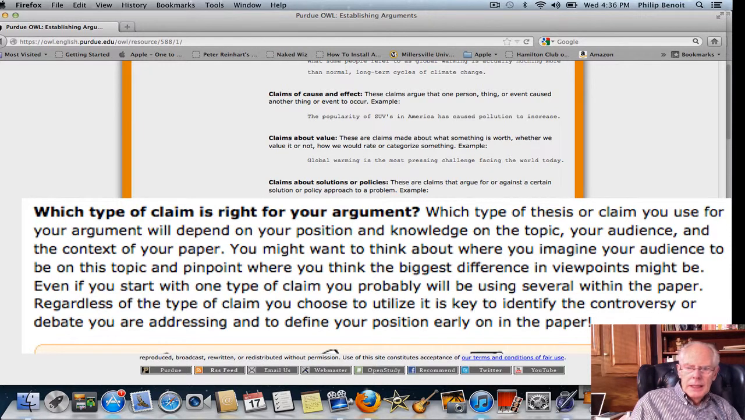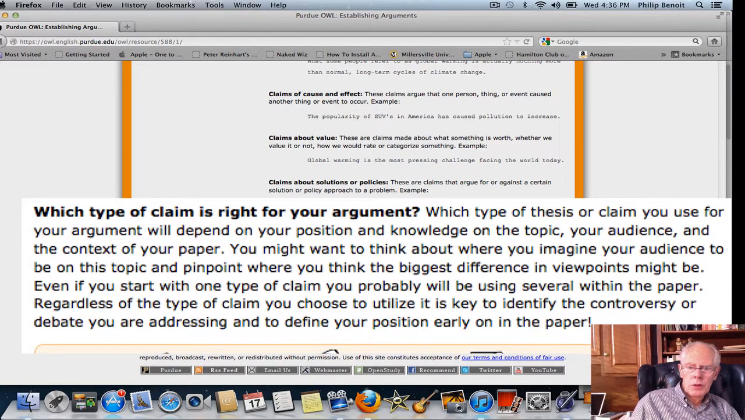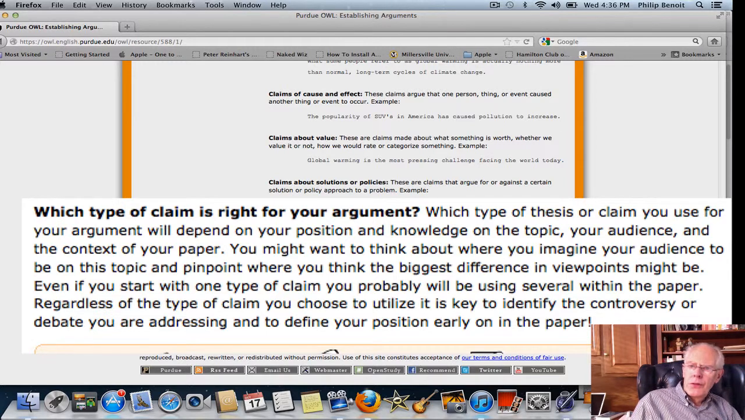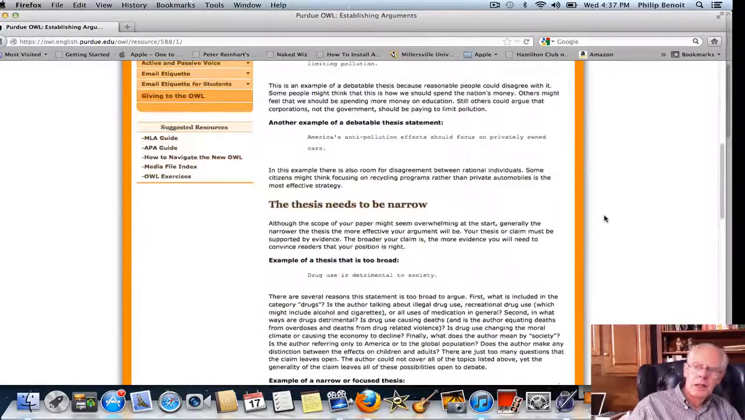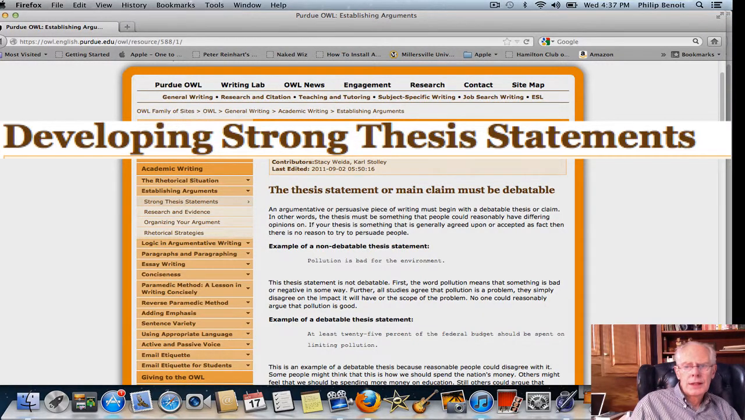Okay? The key, as it says at the very end of this sheet, is to identify the controversy or debate you are addressing and to define your position early on in the paper. You're not going to be a very effective arguer for a point of view if you don't tell the reader right off the bat what you are trying to establish. Where are you trying to go with this? If you confuse the reader by making them guess about that, it becomes counterproductive and your argument becomes weaker. Okay, so that's some of the considerations that we need to take into account as we talk about developing strong thesis statements.